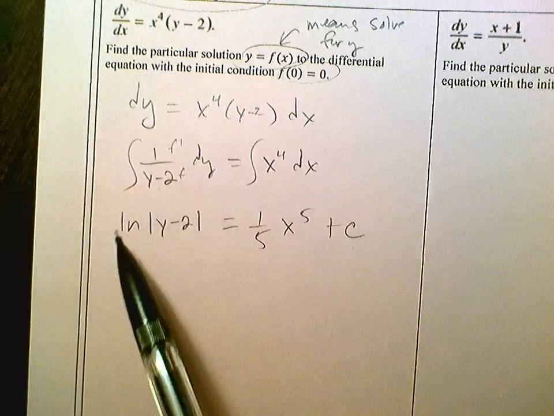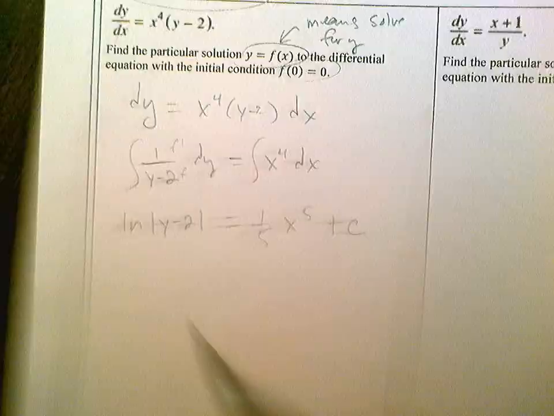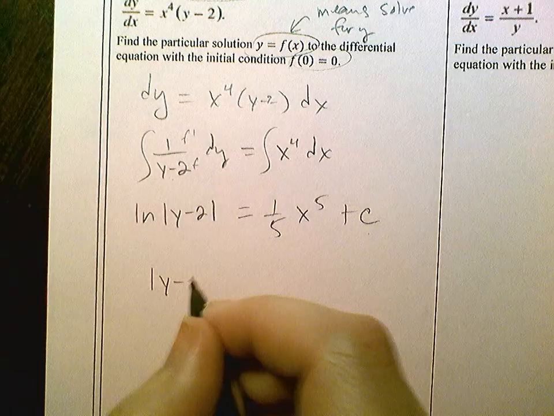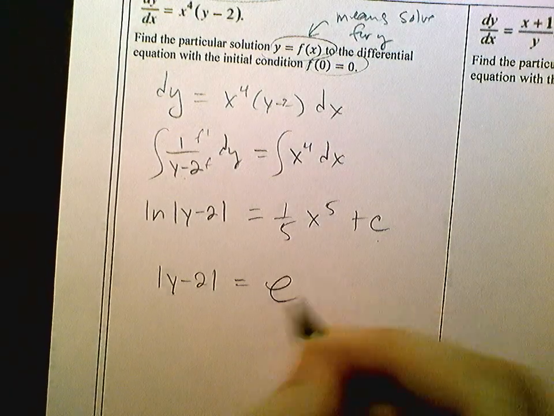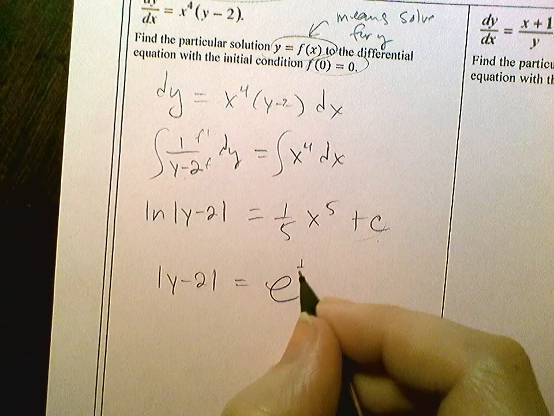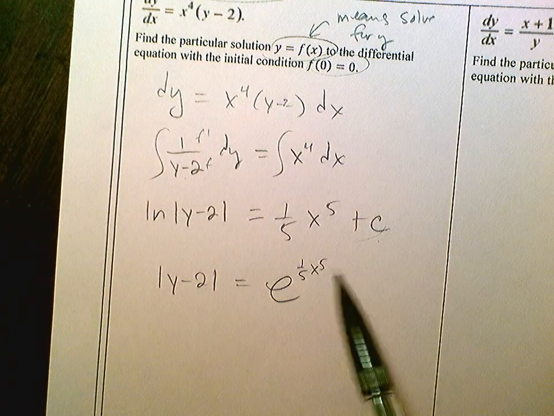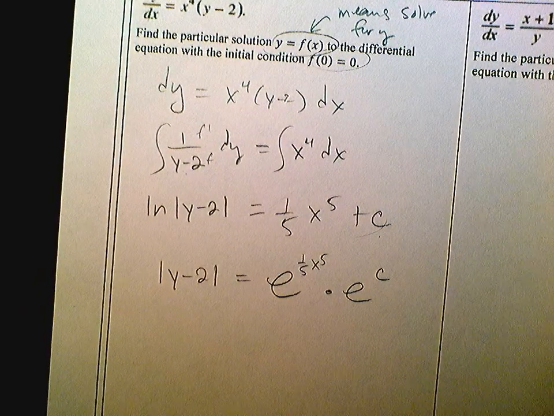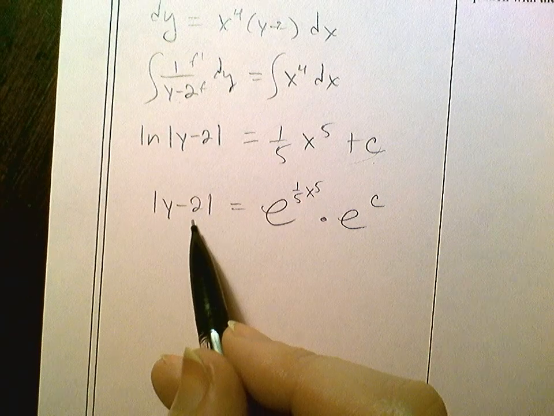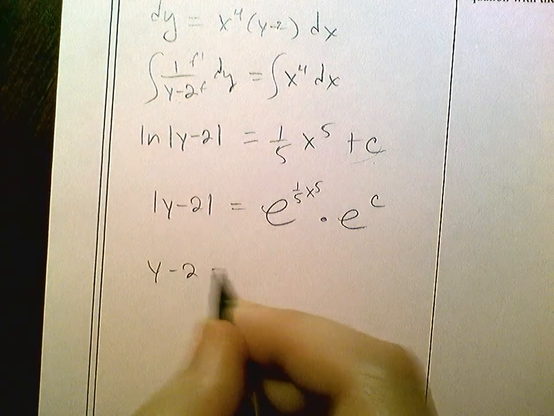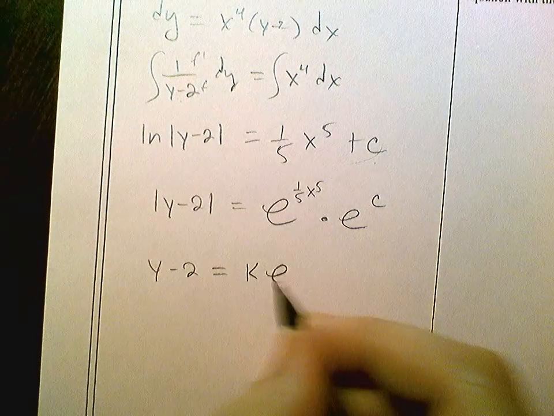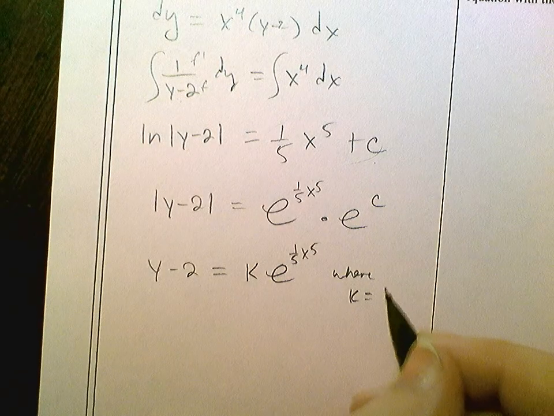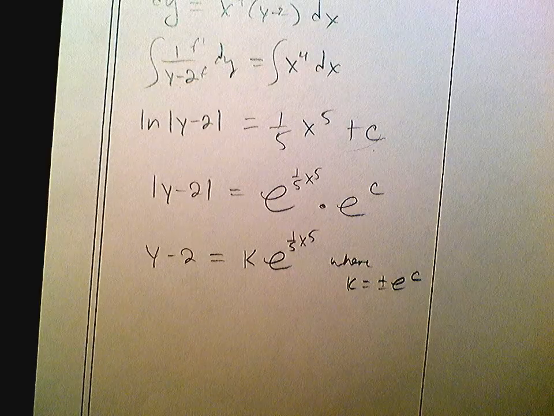You've got to roll up the log or convert to exponential notation, however you like to think of it. So this is going to be the absolute value of y minus 2 equals e to the this, so 1/5 x to the 5th. And then if you're adding in the exponent, that's the same as multiplying, like bases. So I can write it like that. Okay? And then I could say that y minus 2 is equal to k e to the 1/5 x to the 5th, but tell your reader where this k came from, where k is equal to plus or minus e to the c. Okay?